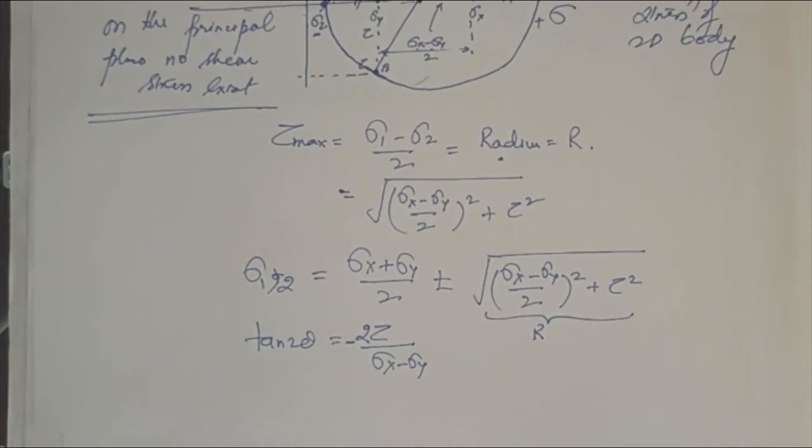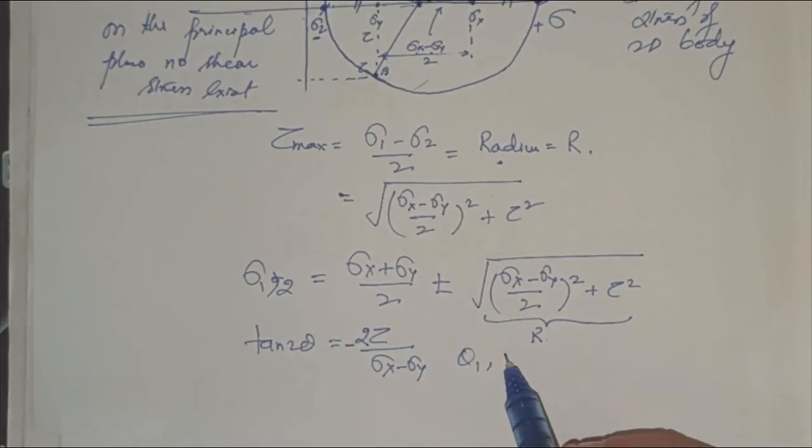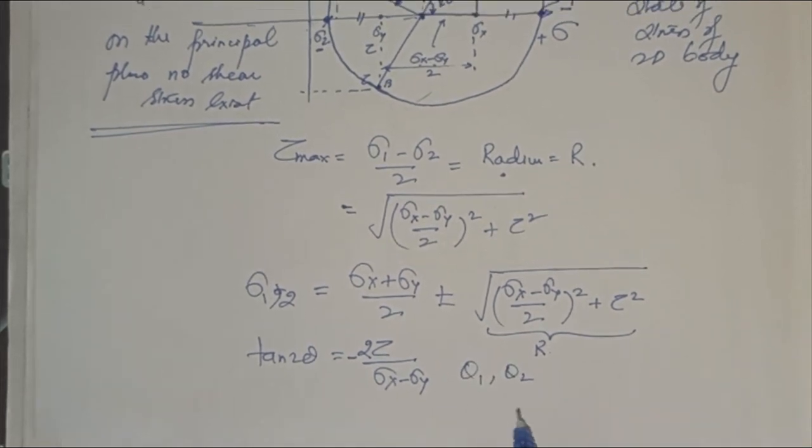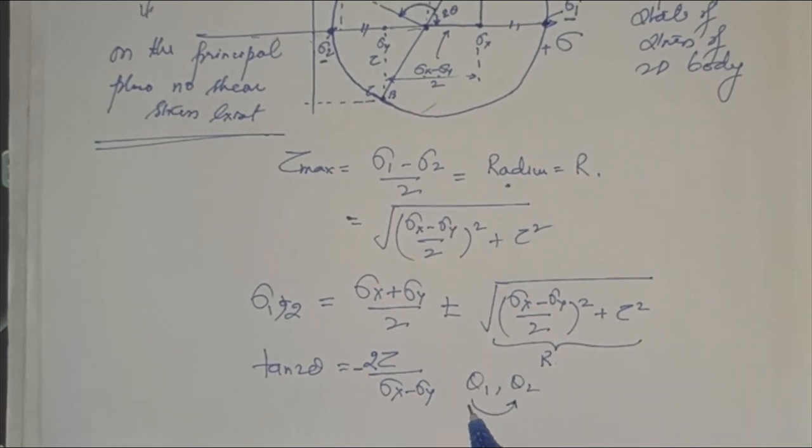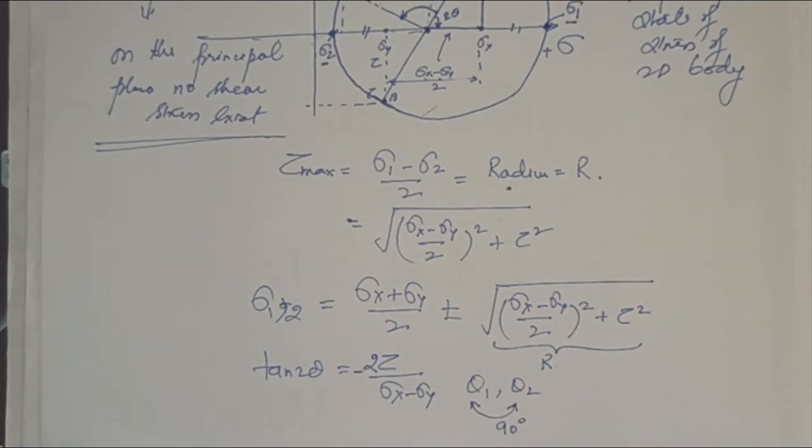One theta is for the plane of maximum principal stress, theta 1, and the other, theta 2, is for the plane of minimum principal stress, and both of them will differ by 90 degrees. In one of the examples I will show you how.